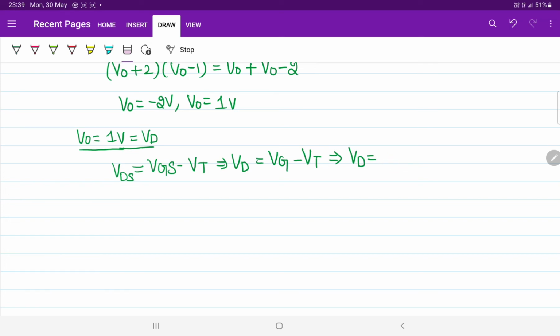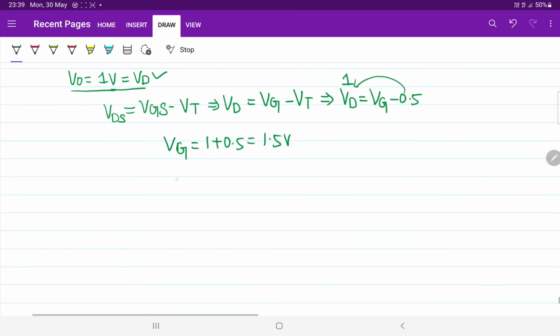What will happen here, sir? That is the question. Vg minus Vt is 0.5. If I substitute Vd equal to 1 volt here, what will you get? If Vd becomes 1, then Vg will become 1 plus 0.5. Passing that 0.5 to the left-hand side, it will become 1.5 volts.